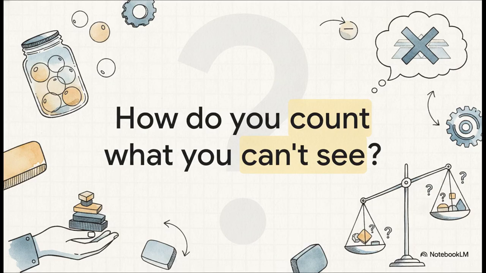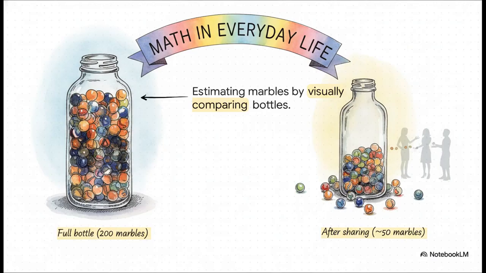So, here's a question for you. How do you count what you can't even see? Imagine you had a certain amount of something. You gave a bunch of it away, and now you only know your starting number and what's sitting right there in front of you. How would you figure out the missing quantity without counting every single individual piece? Well, we can use visual differences to figure that out in seconds.